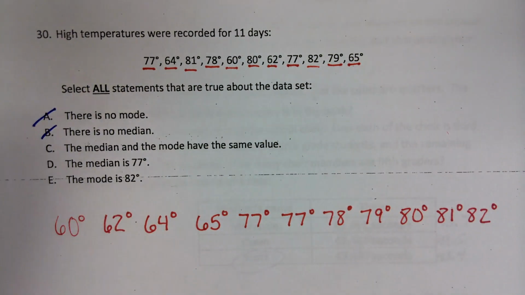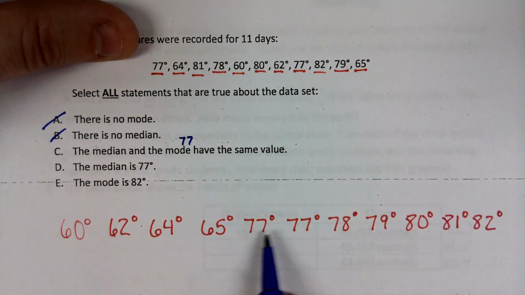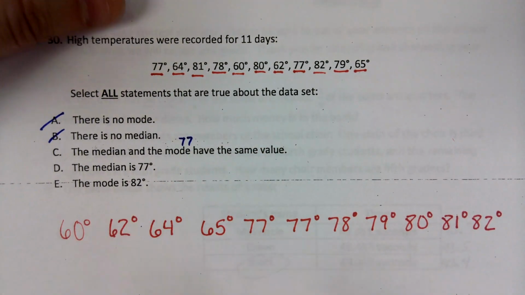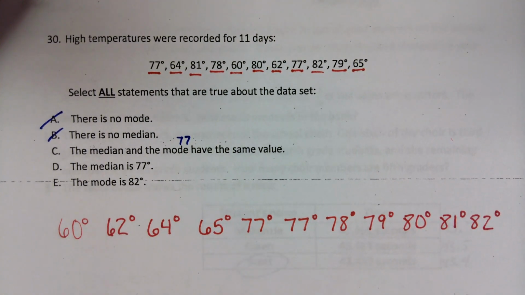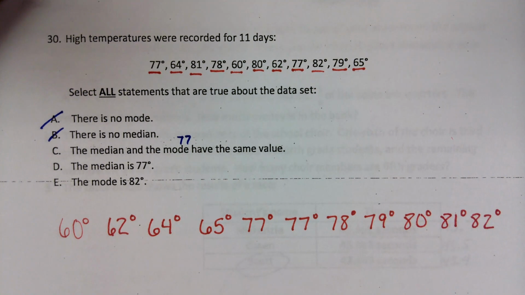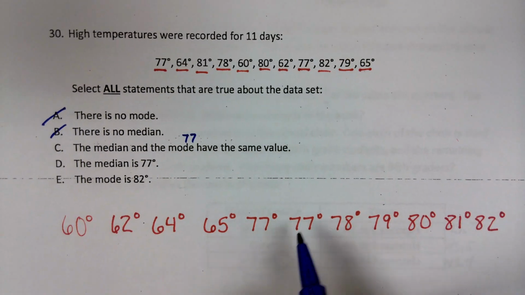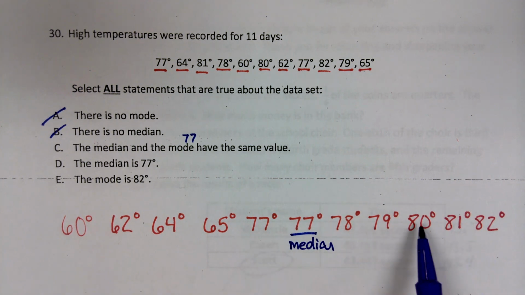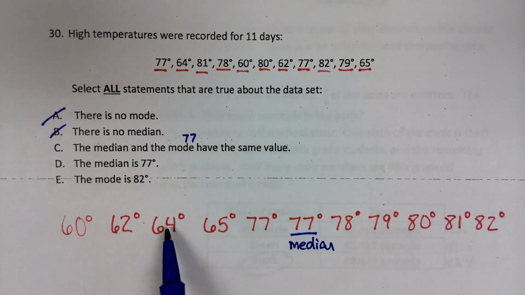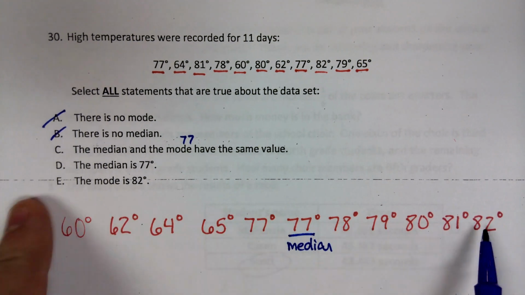C, the median and the mode have the same value. Now we just said the mode was 77. That showed up twice. All the others only showed up once. So let's go ahead and figure out what the median is. Well, if I've got 11 numbers, right smack dab in the middle would be the sixth one, because then there would be 5 on either side. So 1, 2, 3, 4, 5, 6. And if you look, if I set that as my median, I've got 1, 2, 3, 4, 5 numbers greater, 1, 2, 3, 4, 5 numbers equal or lower. So that is my median, same amount on both sides.